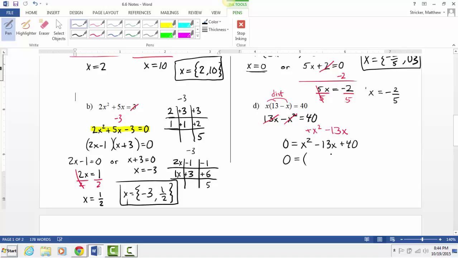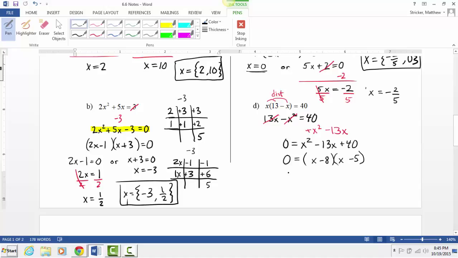Now we can go ahead and factor two numbers that multiply to give 40 and add to give 13, 8 and 5, and because that's a negative 13, they both have to be negative, and a negative 8 times a negative 5 is a plus 40. So this is x minus 8, x minus 5.